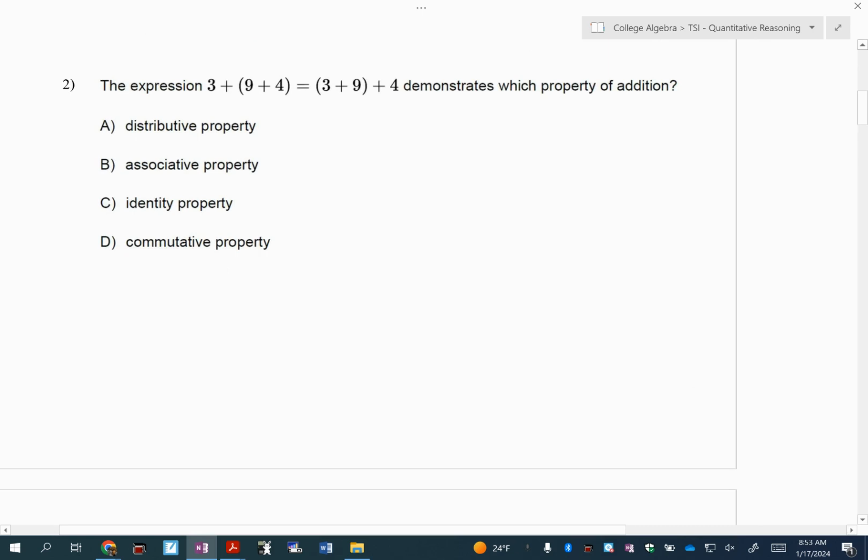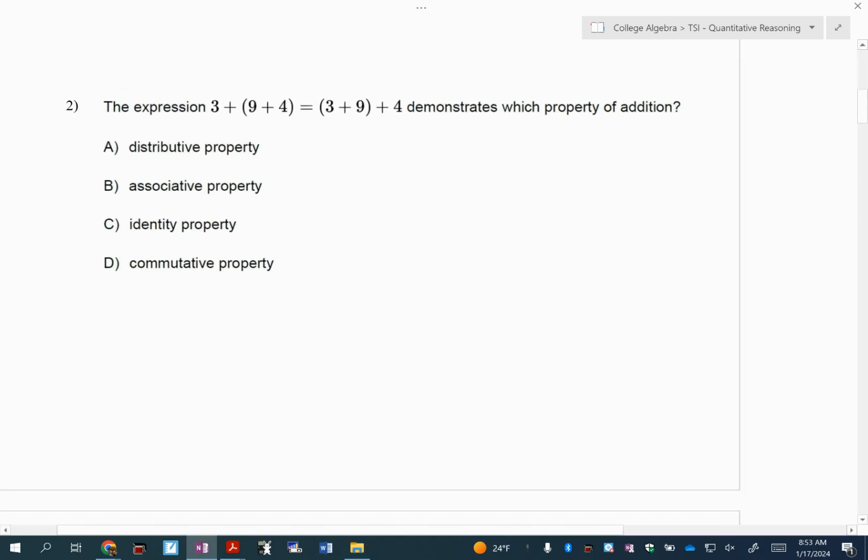Let's try number 2. All right, number 2. The expression 3 plus 9 plus 4, with those in parentheses, equals 3 plus 9 in parentheses plus 4, demonstrates which property of addition. So the idea here is you'll notice the order is the same. It goes 3, then 9, then 4 on both sides. But because they're changing the grouping with parentheses, we call this the associative property.